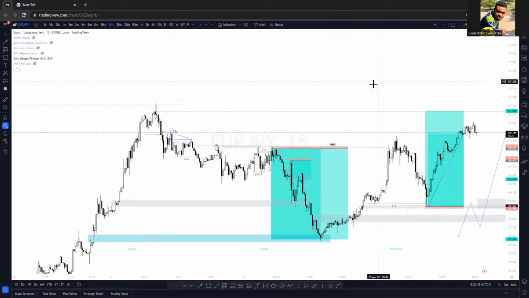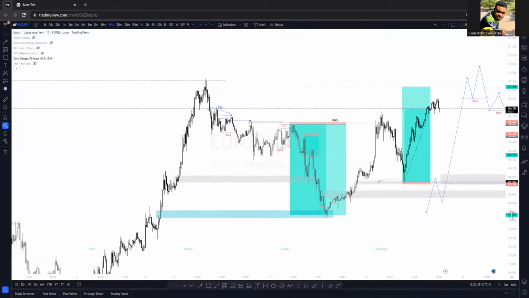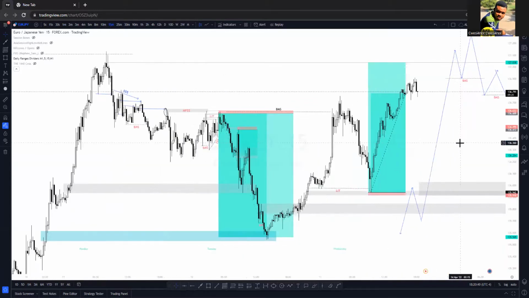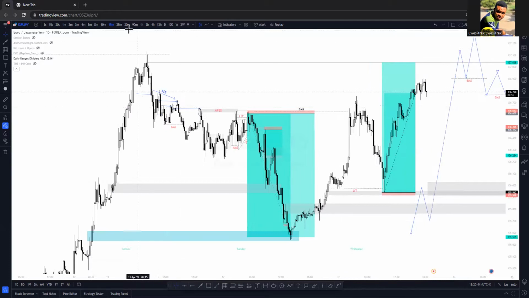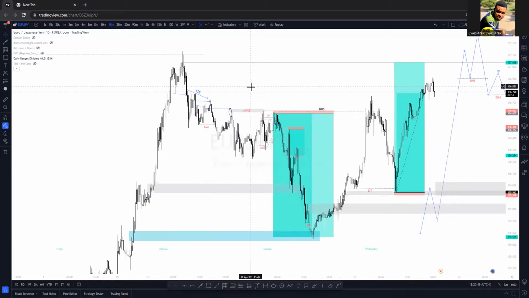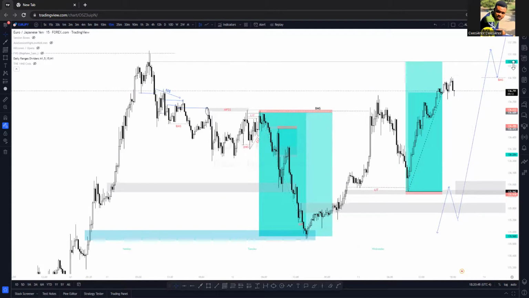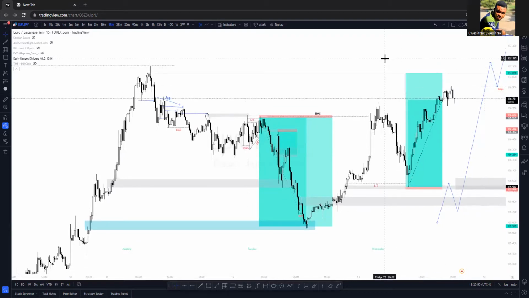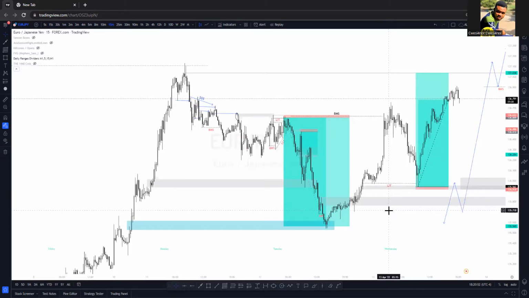So when you are able to identify the differences in time and price correlation with time frame, then it's going to be easy for you to identify the direction of the market, right?